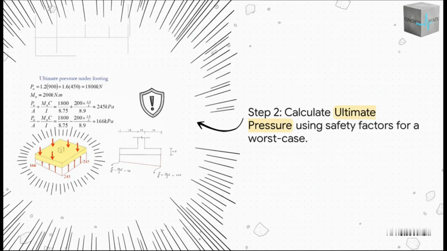Now for a really crucial safety step. Up to this point, we've been using service loads, which are like the day-to-day forces. But to design the footing itself, we have to plan for a worst-case scenario. We do this by applying safety factors to create what we call ultimate loads. The best way to think about it is you're designing for the biggest storm imaginable, not just an average Tuesday. And as you can see, these ultimate pressures are way higher, 245 and 166 kilopascals. These are the numbers we use to make sure the concrete itself doesn't actually break.